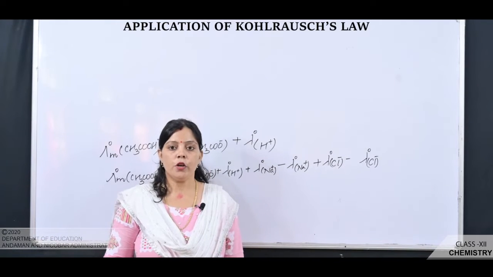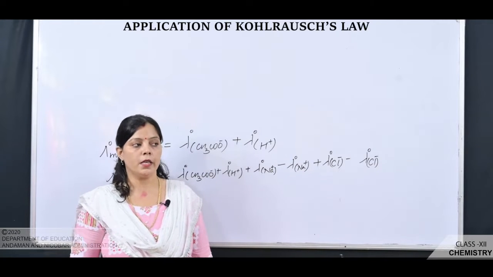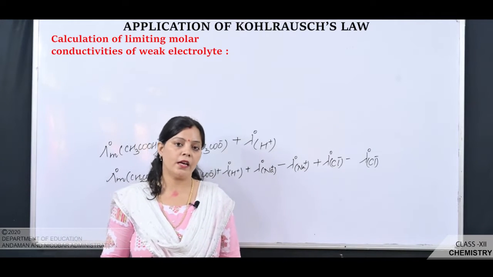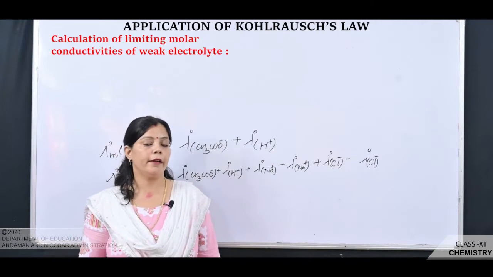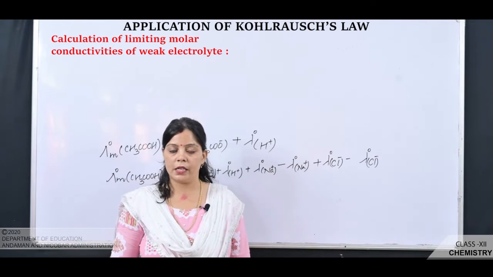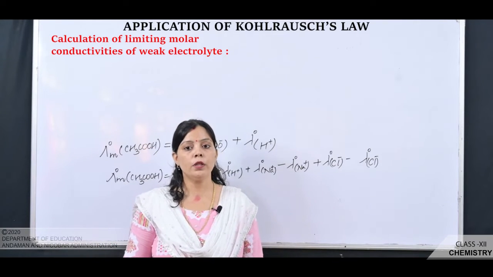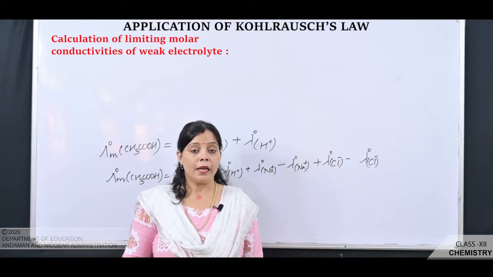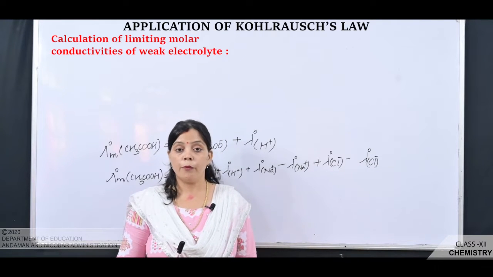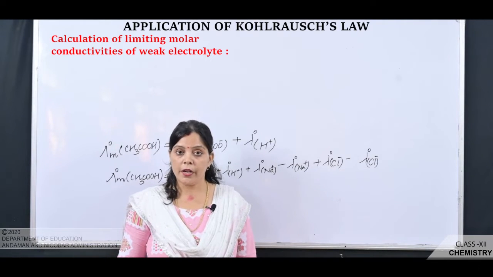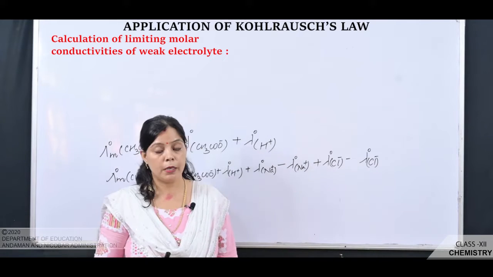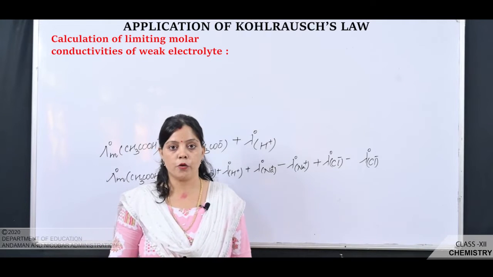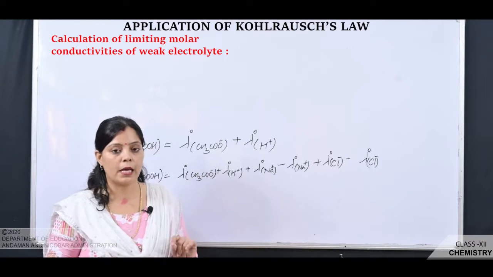Next is the application of Kohlrausch law. The first application is the calculation of the limiting molar conductivity of a weak electrolyte. Children, the Kohlrausch law is very helpful in determining the limiting molar conductivity for a weak electrolyte. It is known that the value of Λm⁰ cannot be calculated for a weak electrolyte by simply extrapolating the plot of concentration versus molar conductivity. So how can we calculate the limiting molar conductivity for a weak electrolyte? This can be explained with the help of an example.